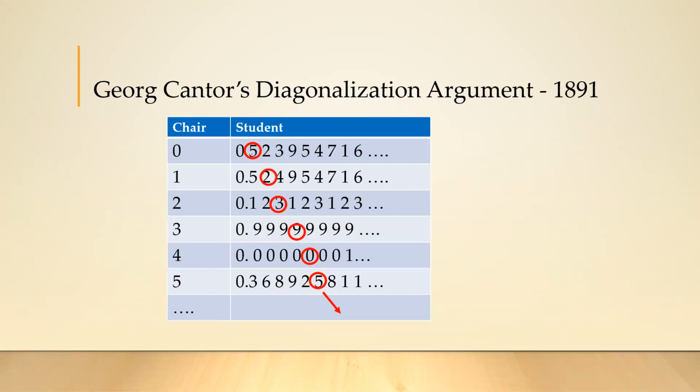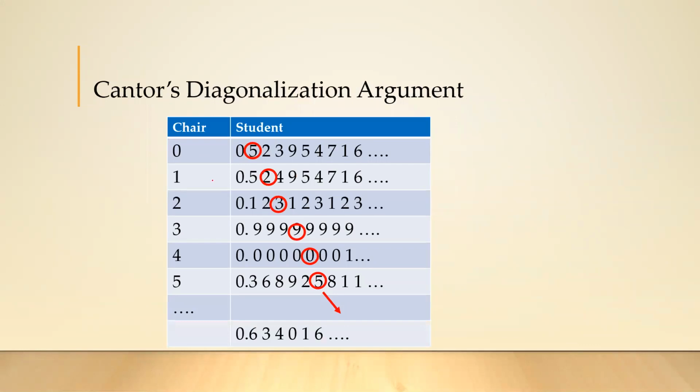When I take the diagonal after the decimal point, I select the first number over here, the second number over here, the third, the fourth, the fifth, and then the sixth number. So this is how he started off with his diagonalization argument. For all the real numbers, he took the diagonal part. And then he added a random number. He took a random number, let's say 1, and added that same number to all these elements.